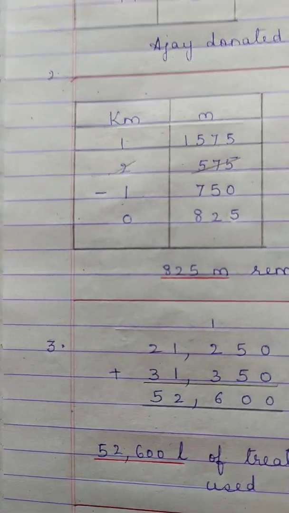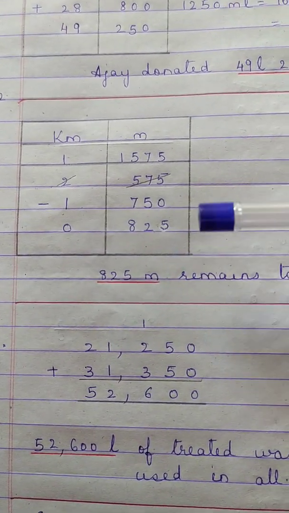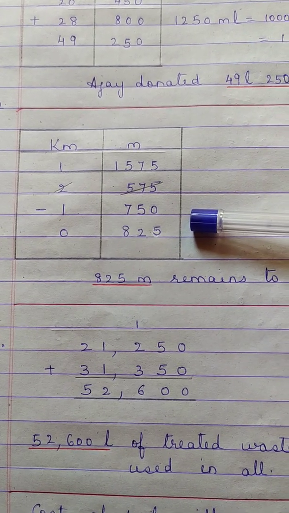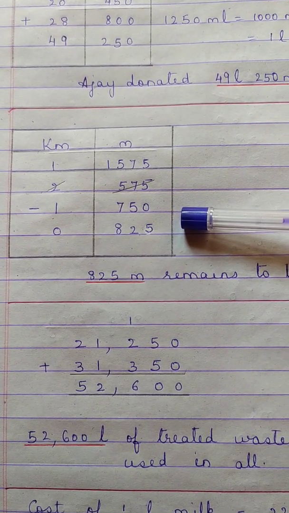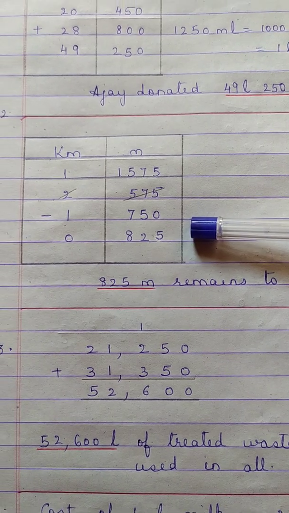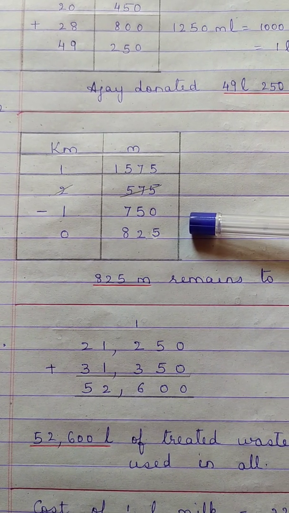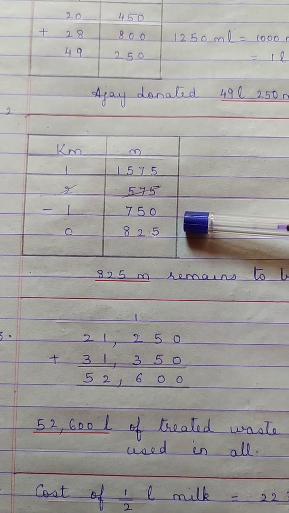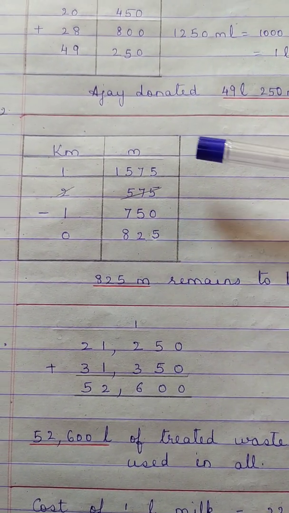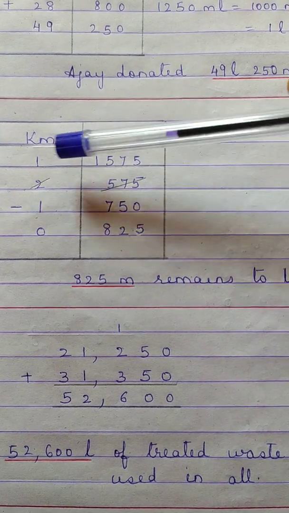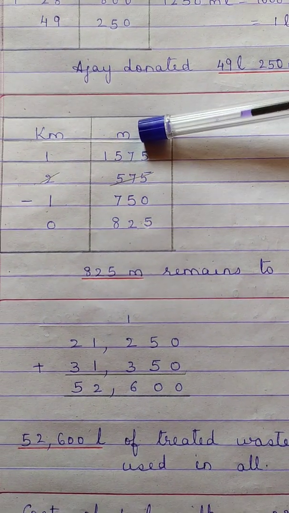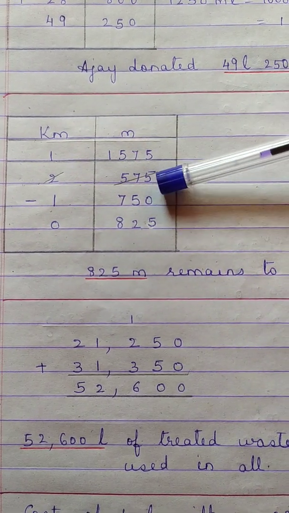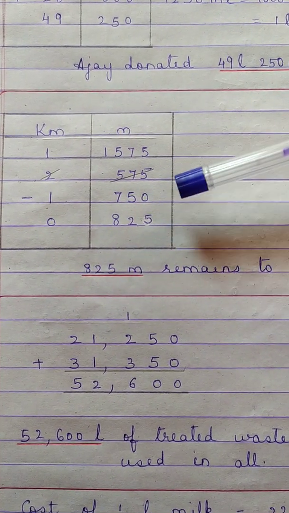Okay. We go to the next question, number 2. Under the Rural Cleanliness Mission, college students cleaned 1 kilometer 750 meters of a village road that is 2 kilometers 575 meters long. How much remains to be cleaned? So the total length of the road is 2 kilometers 575 meters. Out of this, only 1 kilometer 750 meters has been cleaned. So how much more is remaining?